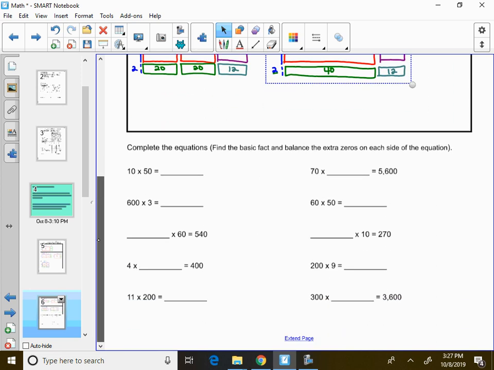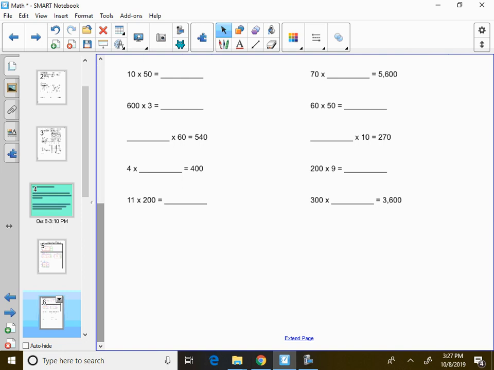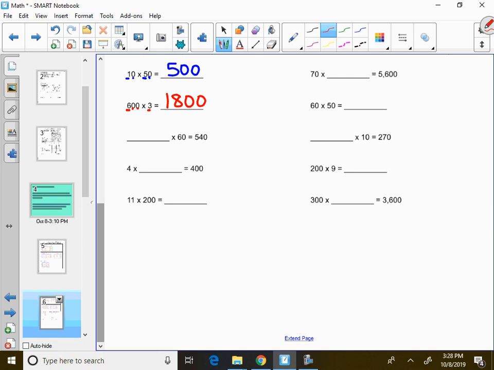All right, extended facts down below. Remember, ignore the zeros and just focus on the basic fact. 1 times 5 is 5. 2 on the left, 2 on the right. 6 times 3 is 18. 2 on the left, 2 on the right. And remember to put your comma in at the end.